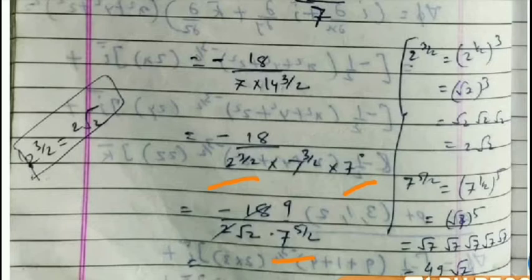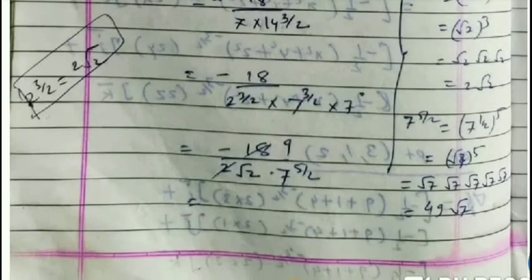And what is the value of 2 to the power 3 by 2? Simplify it. 2 to the power 3 by 2 is 2 to the power 1 by 2, whole to the power 3. So 2 to the power 1 by 2 is root 2, to the power 3. We write root 2 three times: root 2, root 2, root 2. Root 2 times root 2 is 2, and root 2. So 2 root 2 is the answer for 2 to the power 3 by 2.